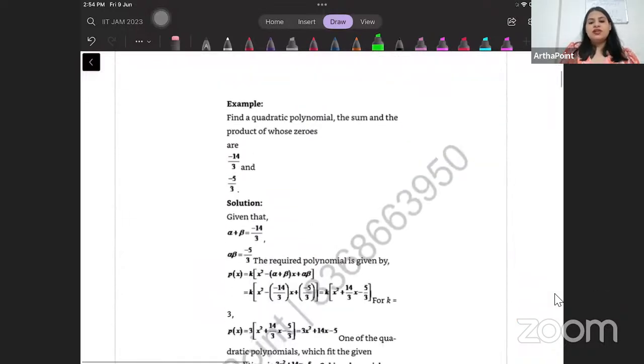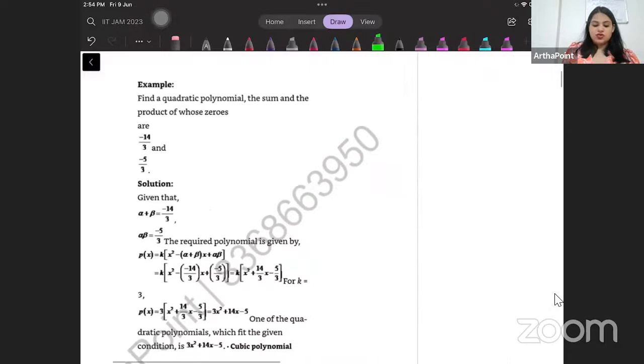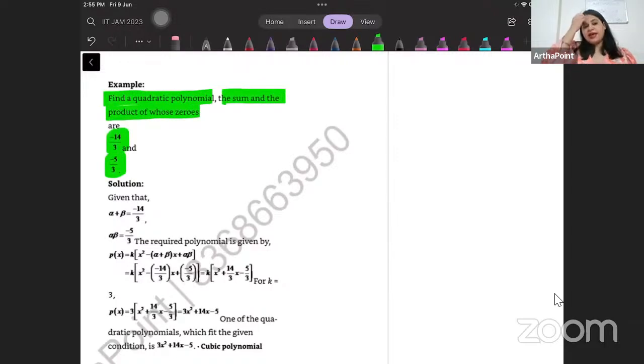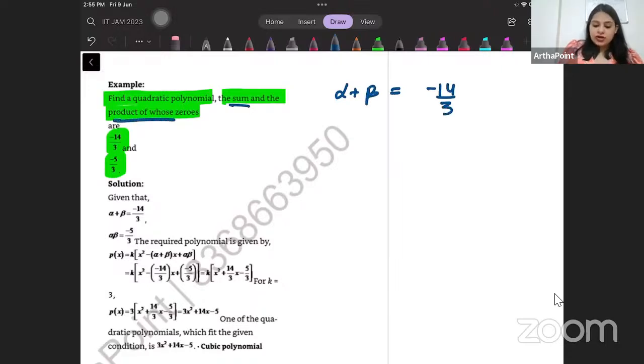Okay, so now beta, let us go ahead and take the next question. It says find a quadratic polynomial, the sum and product of whose zeros are minus 14 by 3 and minus 5 by 3. So this tells us that the sum, alpha plus beta, is given as minus 14 by 3, and the product, alpha into beta, is given as minus 5 by 3. Beta, two equations, two variables. Can you solve these two equations and find the value of alpha and beta? We can go ahead and do that.